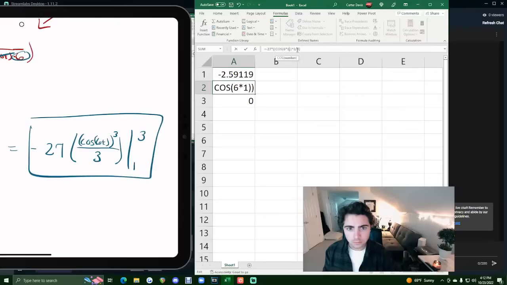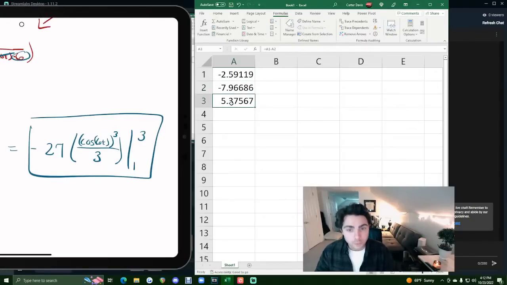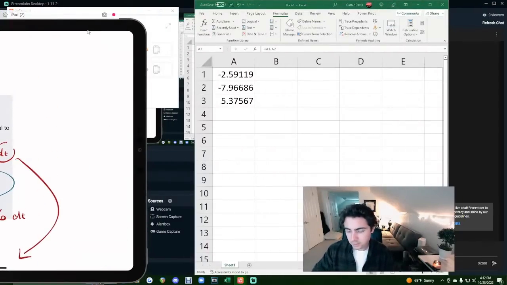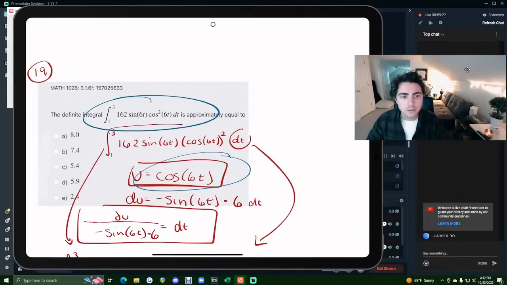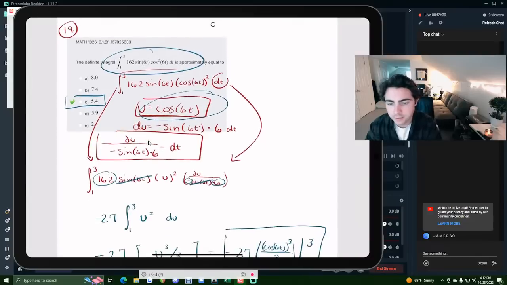So we have 6 times t, and then raise, oh, that's really just it. I only plugged it into that t, and these 3's are still supposed to be there. Okay. So we have this, which was the 3 evaluation. We have this, which was the 1 evaluation. We subtract them to get 5.37. Something feels wrong, but I hope it's not. 5.37 rounds to 5.4. That is an option. Let's see if we get lucky. 5.4 is our answer.